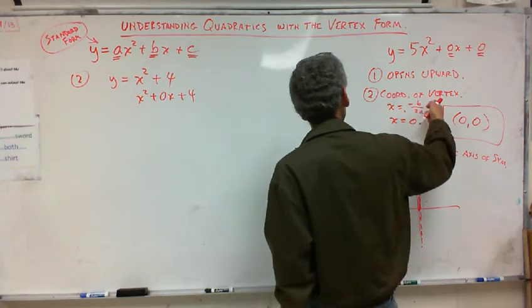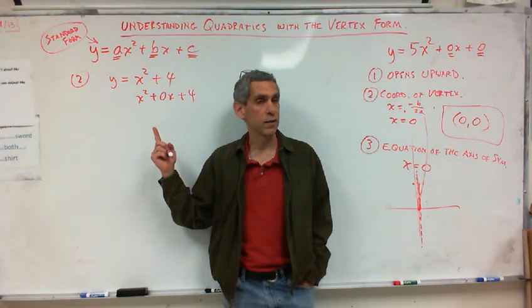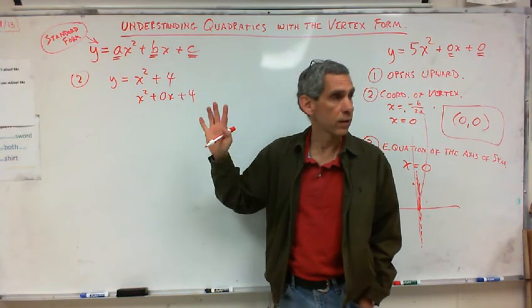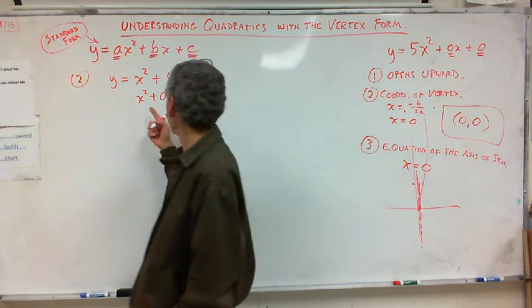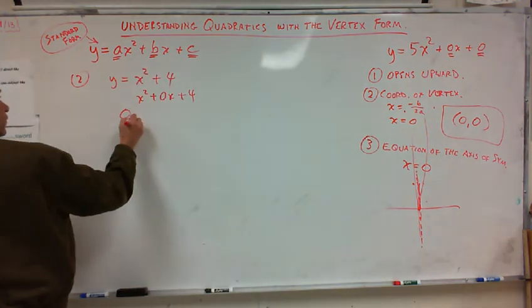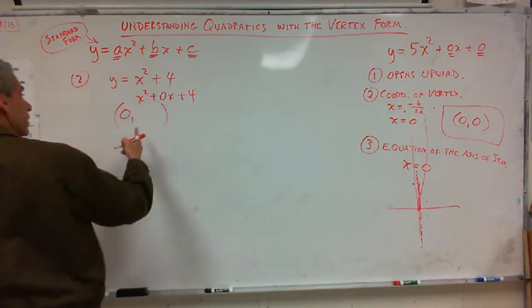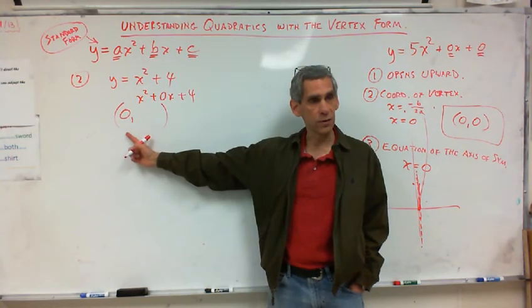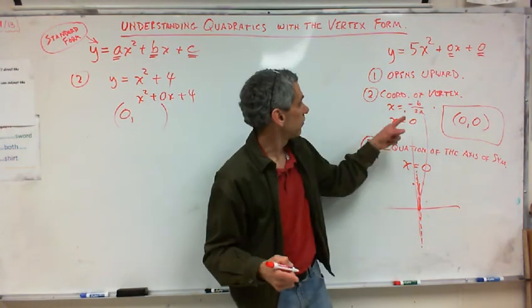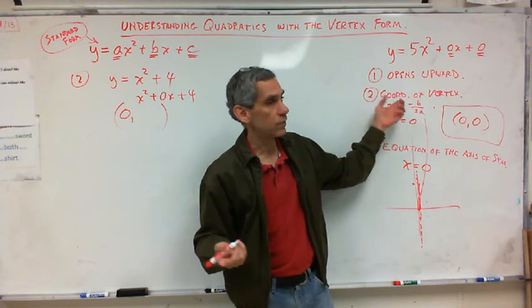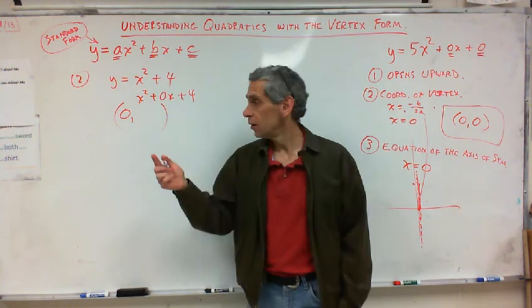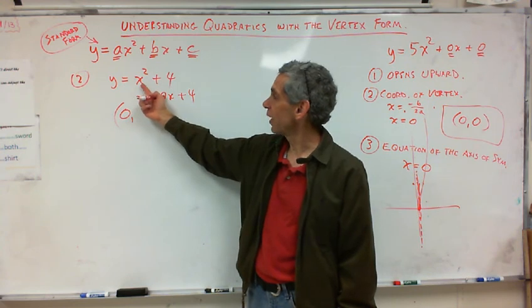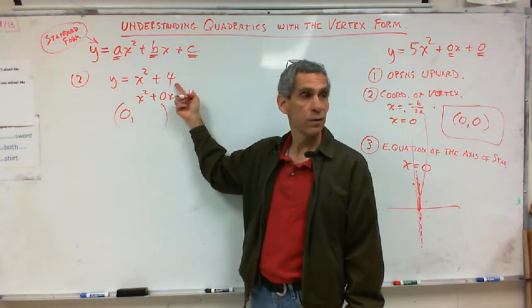We're trying to find the coordinate of the vertex, right? If b is 0, x is 0. Always. If b is 0, x is 0. So I immediately know that the first part of my coordinates is going to be 0, because b is in the numerator. Therefore 0 comma what? Plug in 0 for x. Y is equal to 4.